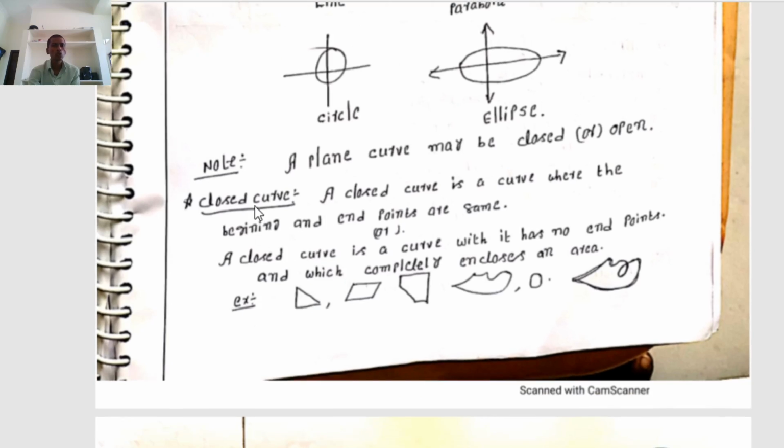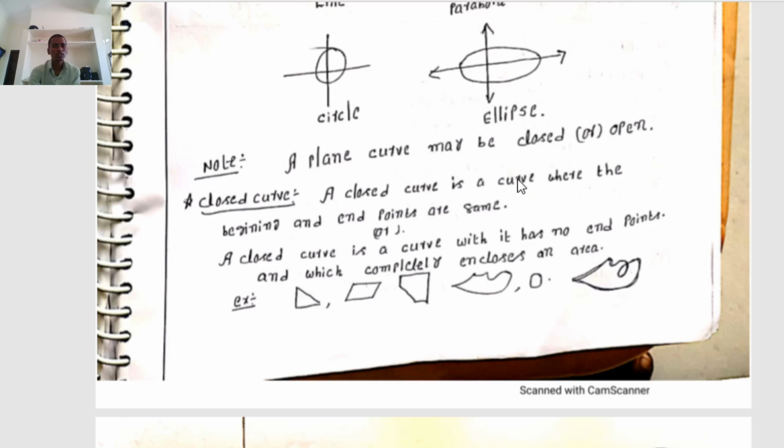Second one, closed curve. What does closed curve mean? A closed curve is a curve where the beginning and ending points are the same. That is, if the beginning and ending points of a curve coincide, then the curve is called a closed curve.